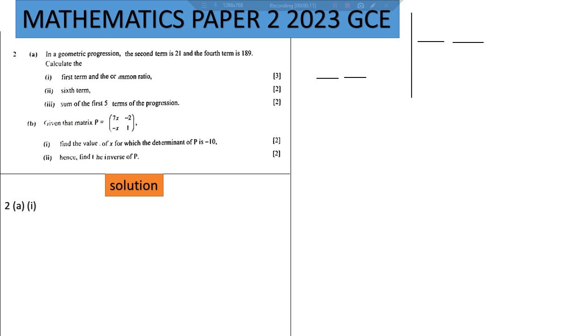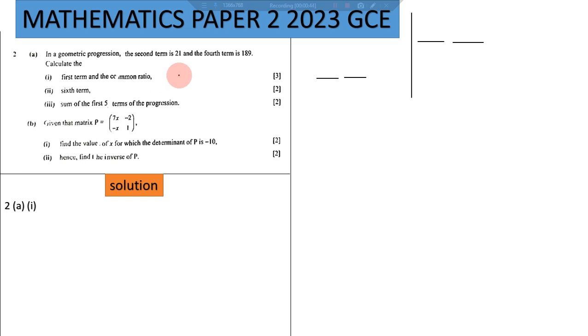Now question 2a, Roman numeral 2a reads: in a geometric progression the second term is 21 and the fourth term is 189. Calculate the first term and the common ratio. Looking at the terms the way they are, we cannot find the common ratio directly by dividing T2 by T1. Why? These terms are not consecutive, they are not following each other, there is a space, there are other numbers in between.